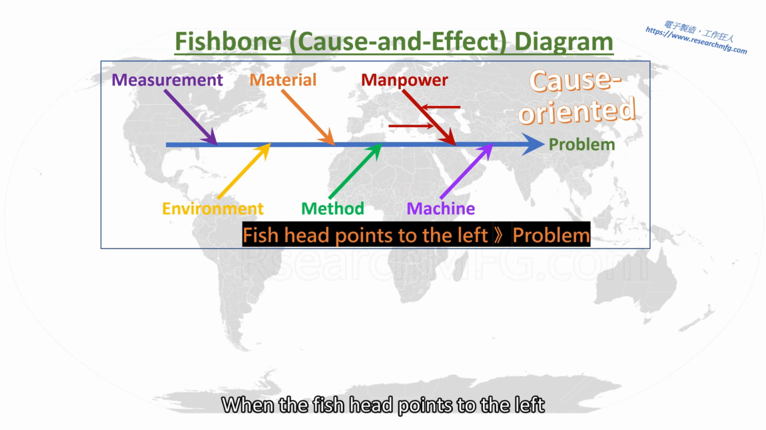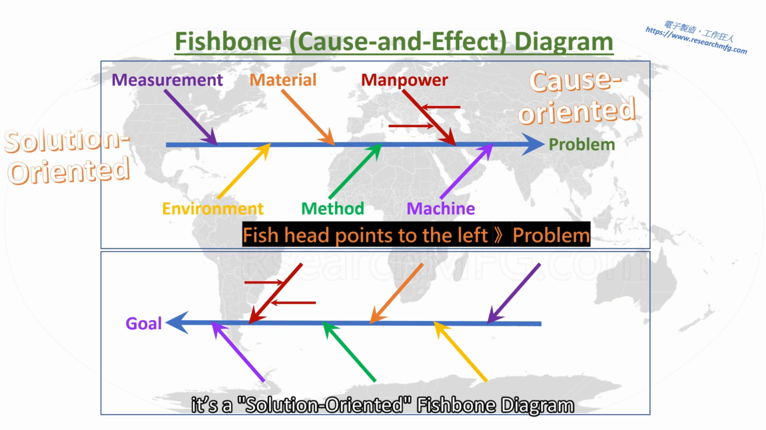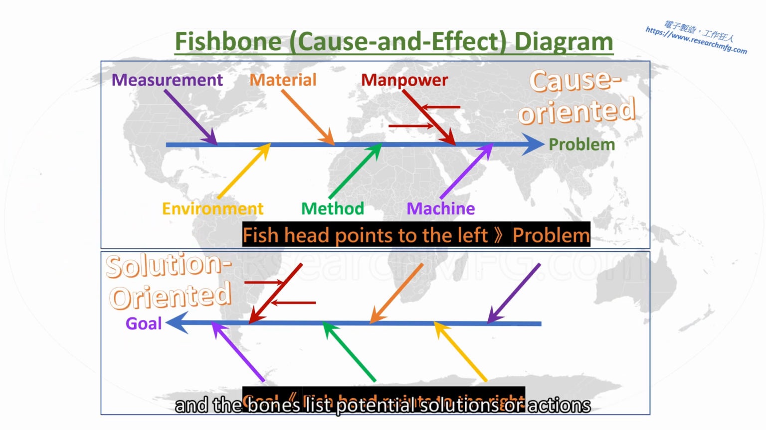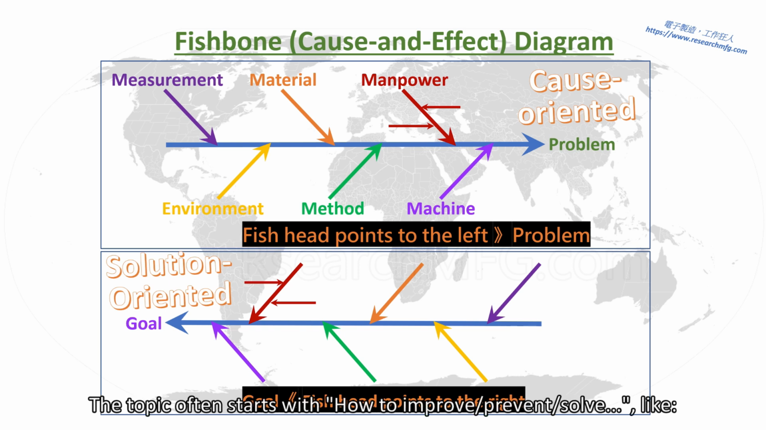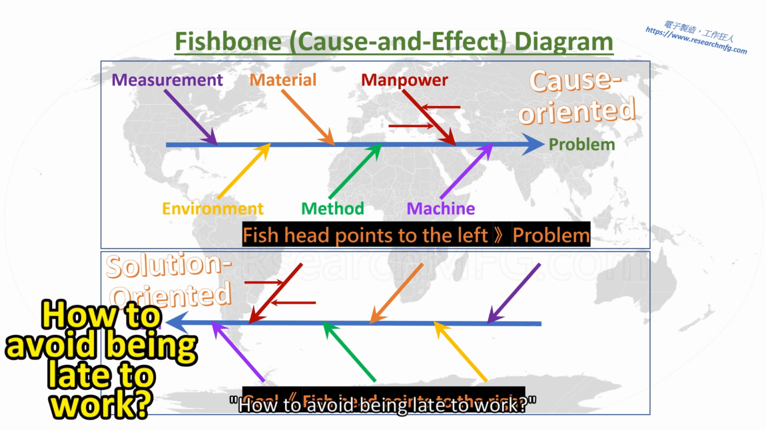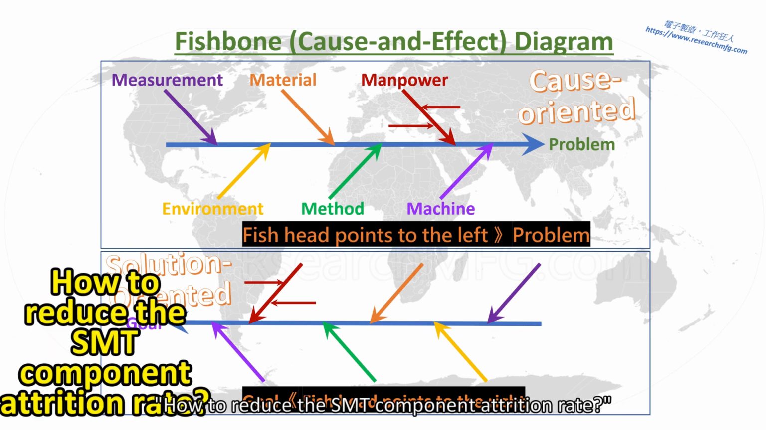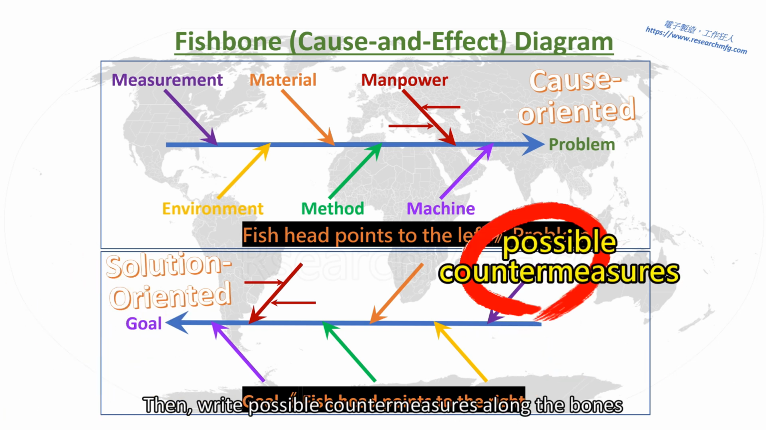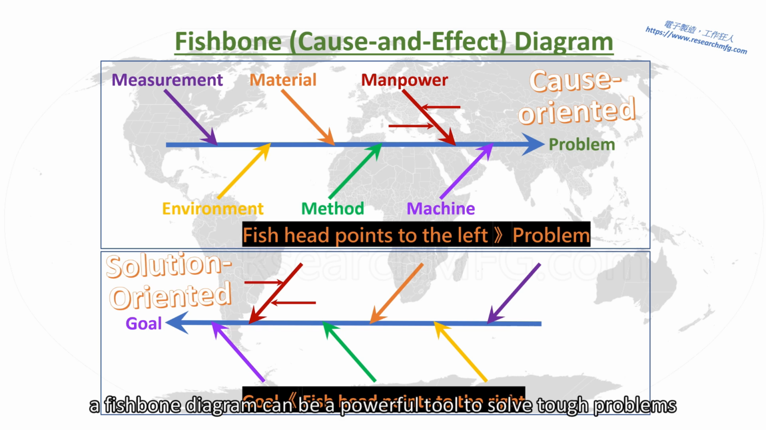When the fish head points to the left, it's a solution-oriented fishbone diagram. The head represents a goal, and the bones list potential solutions or actions. The topic often starts with how to improve, prevent, solve, like, how to avoid being late to work? How to reduce the SMT component attrition rate? Then write possible countermeasures along the bones. When used correctly, a fishbone diagram can be a powerful tool to solve tough problems.